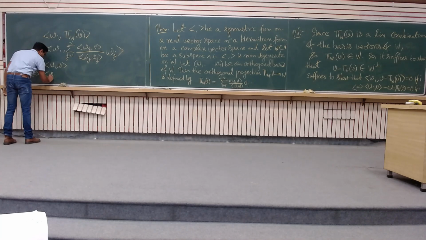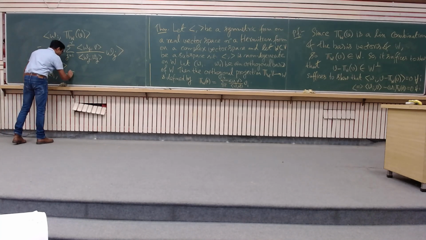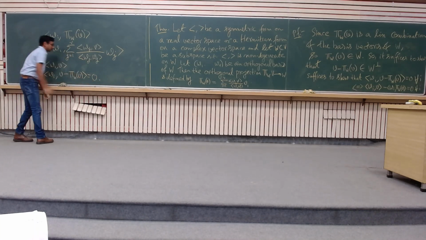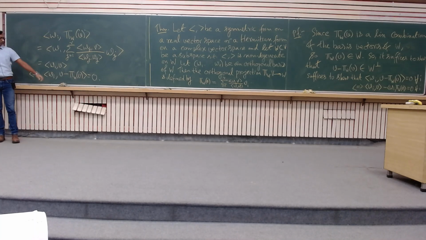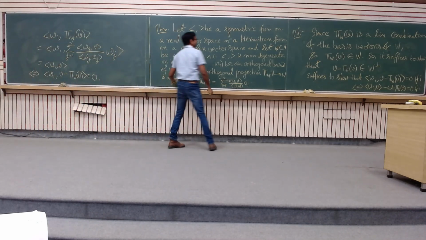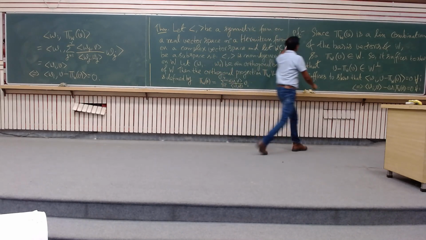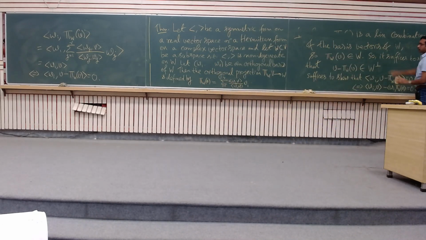So ⟨Wi, V − π_W V⟩ = 0. I was saying that you have seen this earlier. All right, so where do we see this earlier? Here. I hope you have written this down.